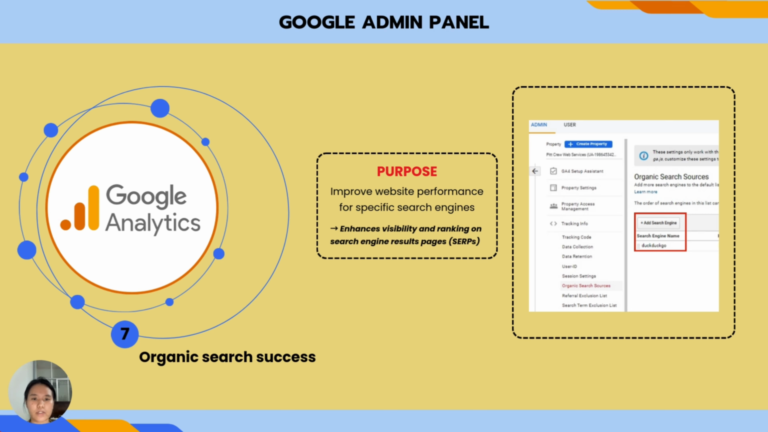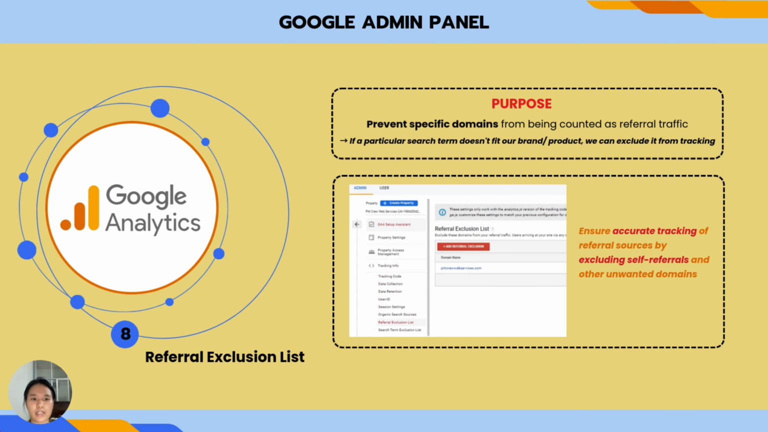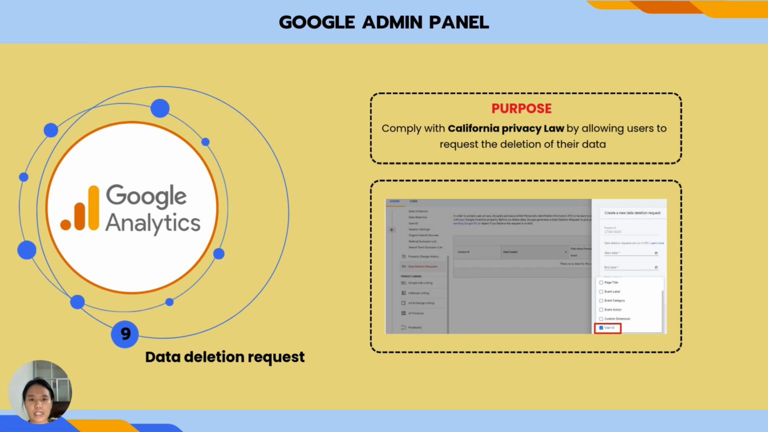And referral exclusion and organic search settings. Referral exclusion prevents incorrect self-referrals. Organic search optimization helps you appear more efficiently in SERPs. And next is data deletion. This helps you comply with privacy laws. If a user requests data deletion, you must process it legally. And AdSense. If you monetize content, linking AdSense helps track revenue directly inside analytics.